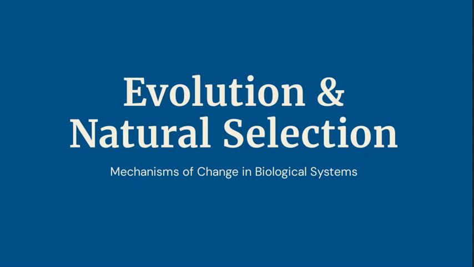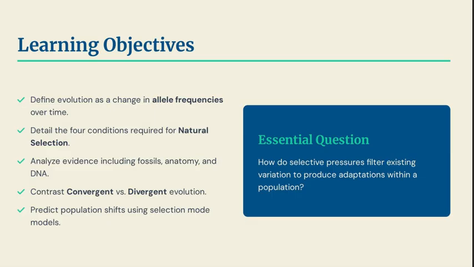Okay, all right. So we're gonna learn about evolution, natural selection, fossils, anatomy, and DNA, and convergent and divergent evolution. And our central question we're going to try to answer is how do selective pressures filter existing variations to produce adaptations within a population?